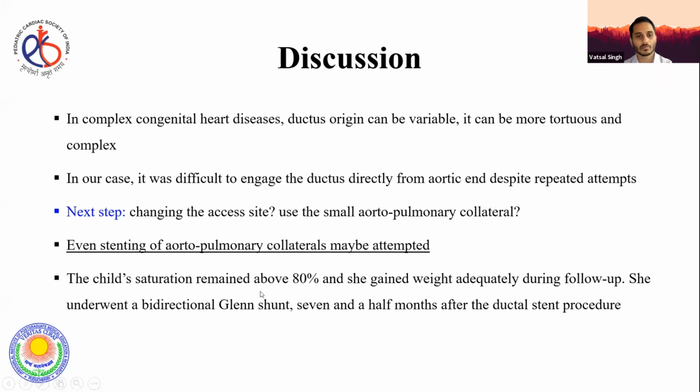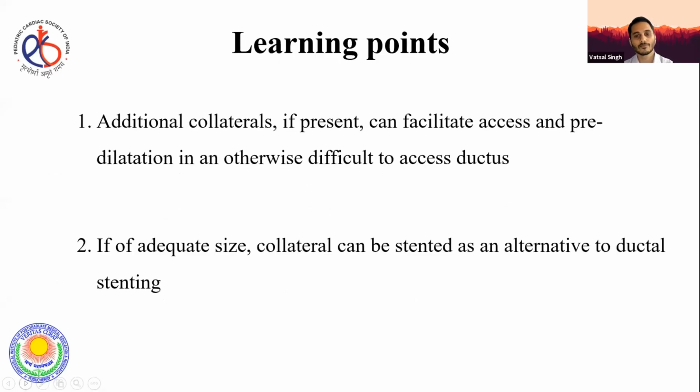The child's saturation remained above 80% and she gained adequate weight on follow-up. 7 months later, she underwent a Glenn shunt and she is doing well in follow-up. So the learning point is that if additional collaterals are present, they can be used to access the ductus, or if of adequate size, they can themselves be stented to get adequate pulmonary blood flow.